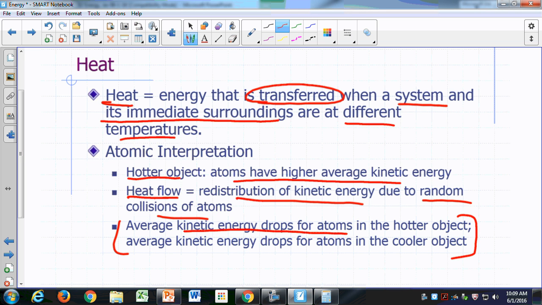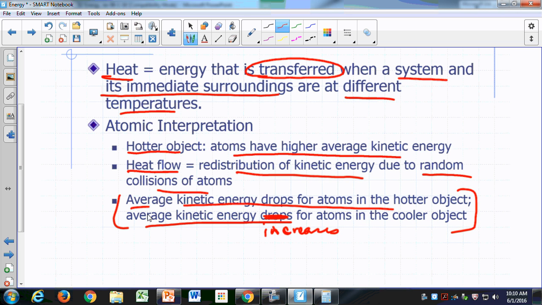The average kinetic energy drops for the hotter atoms, and the average kinetic energy increases for the atoms in the cooler object. So this should be increases. Okay? Until the average energy is the same for both, in which case they have the same temperature. And you say you've reached what is known as thermal equilibrium. Okay? So if the two things are the same temperature, you say you have thermal equilibrium.